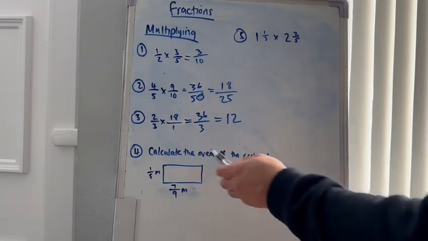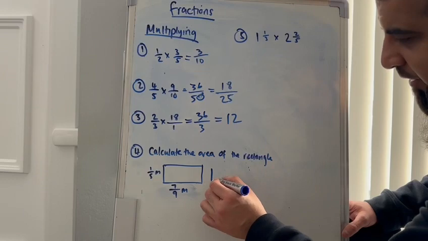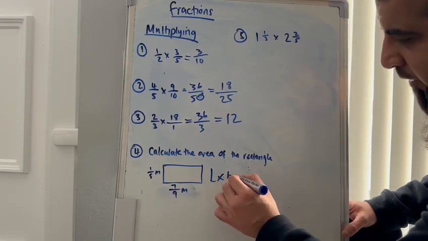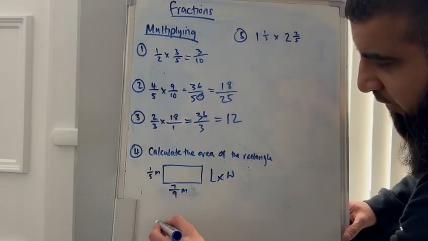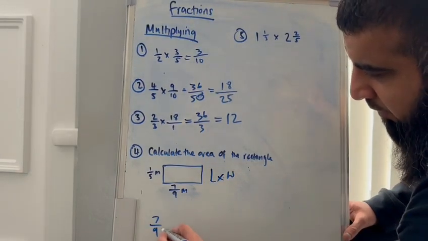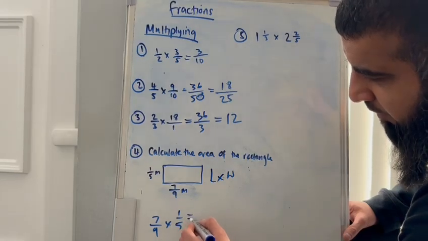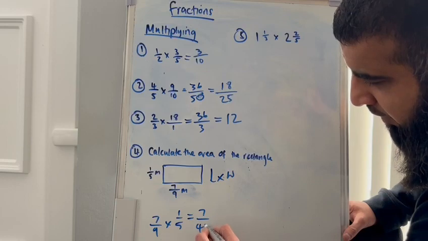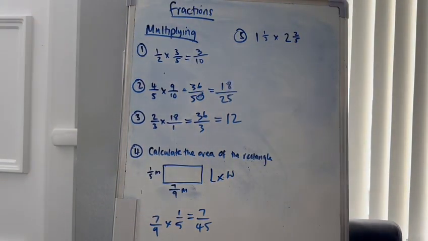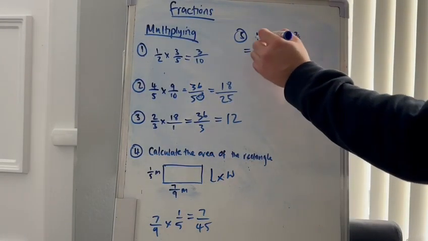Now question 4, calculate the area of the rectangle. We know the area of the rectangle is length times by width. So the length is the long side and the width is the short side. So the length is 7 over 9 and the short side is 1 over 5. 7 times 1 is 7, 9 times 5 is 45. There's no number that they can both divide by, so you can't simplify that anymore, so you leave that as it is.